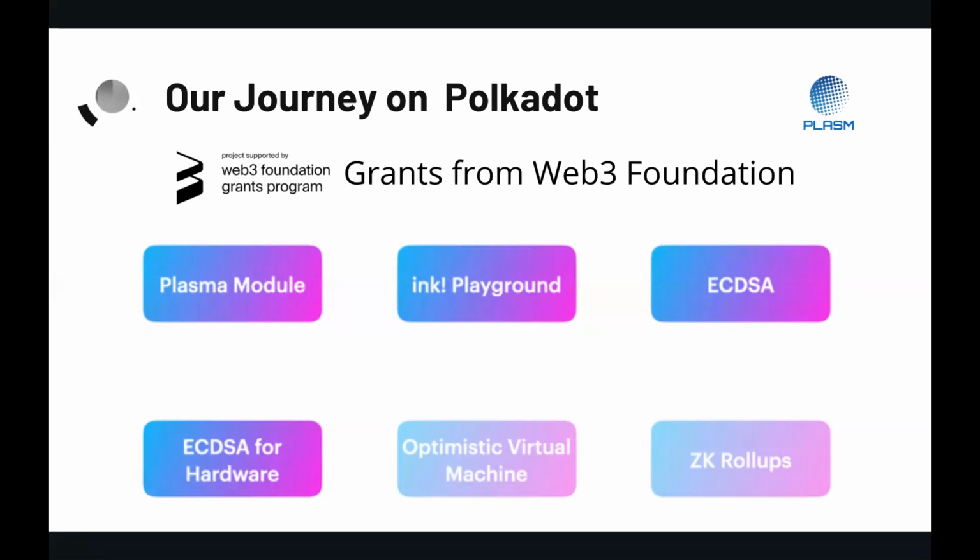When we started our development, we were working on the Plasma module, and now we are working on making a parachain. We got around 6 grants from the Web3 Foundation. We have already accomplished the Plasma module, the smart contract playground, and ECDSA for hardware. And we are working on the optimistic virtual machine, optimistic rollup, and ZK rollup. The optimistic virtual machine is a subset of optimistic rollup.